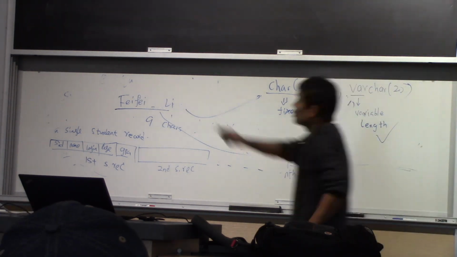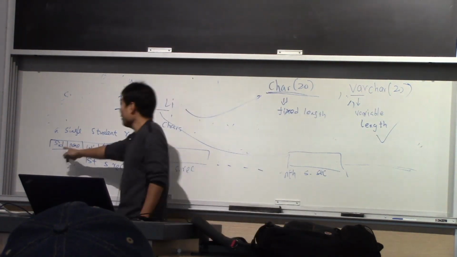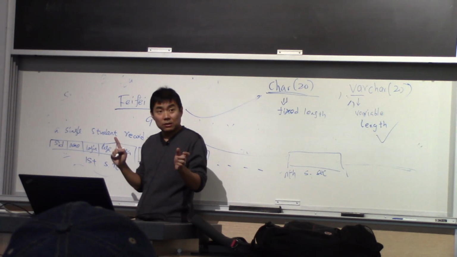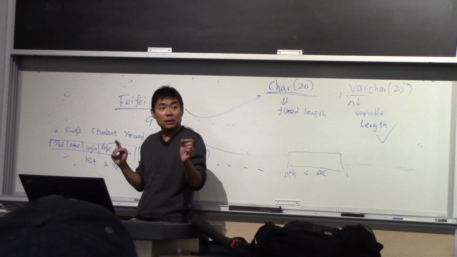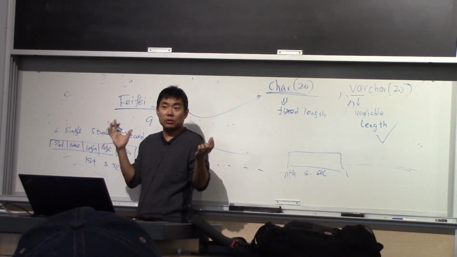Okay? So what's the benefit of using this? Well, the benefit is if every single field in a student record has fixed length, this whole student record has fixed length. Does that make sense to you?